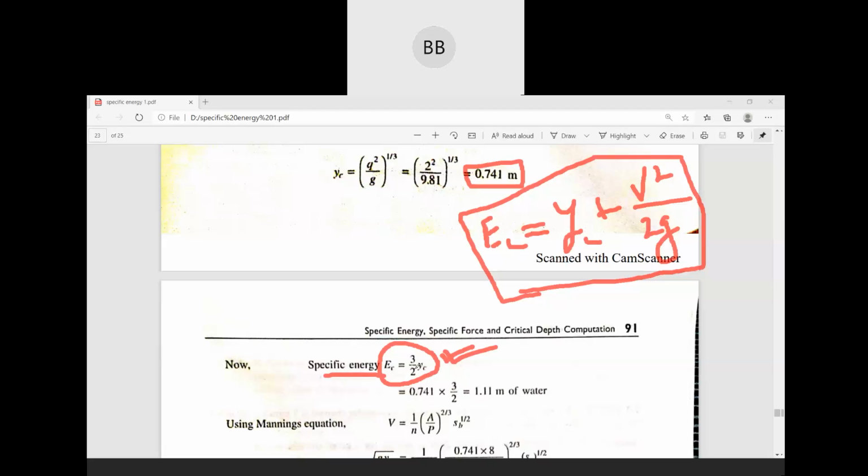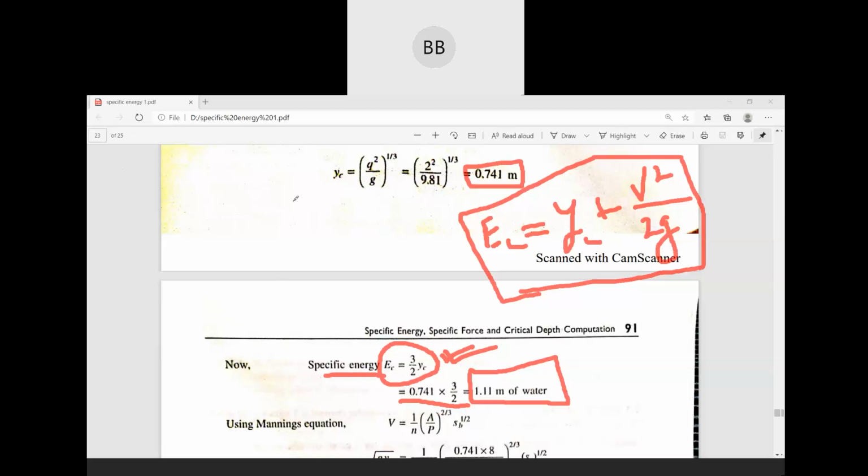EC is equal to 3 by 2 YC. We have already derived this expression, so we are going to use this expression to find out the EC. We'll be getting the specific energy as 1.11 meter of water. Okay, so this is our first part of the numerical.